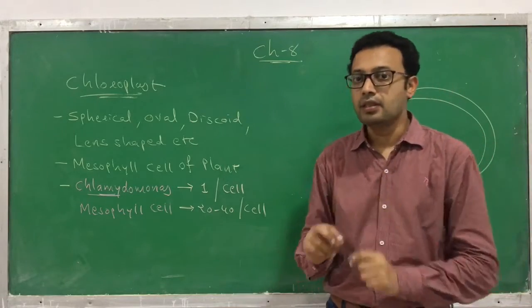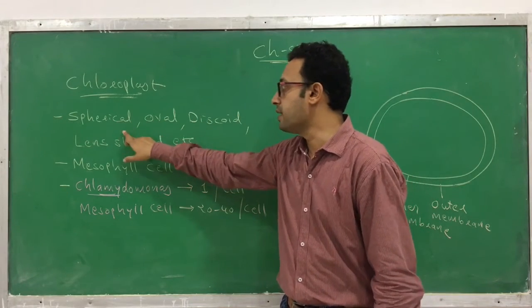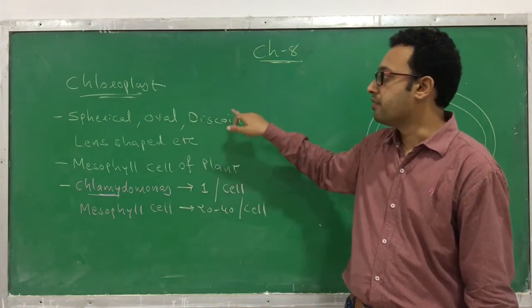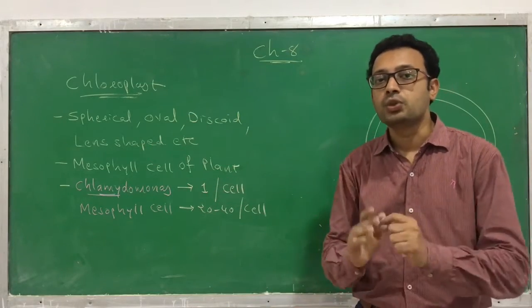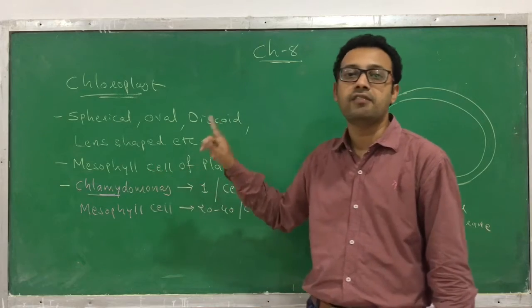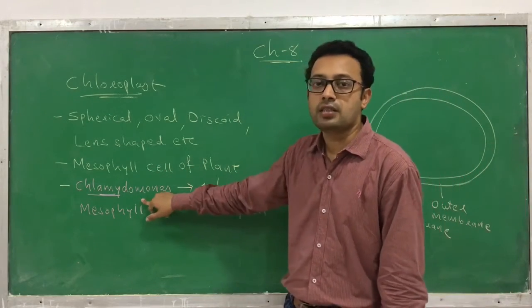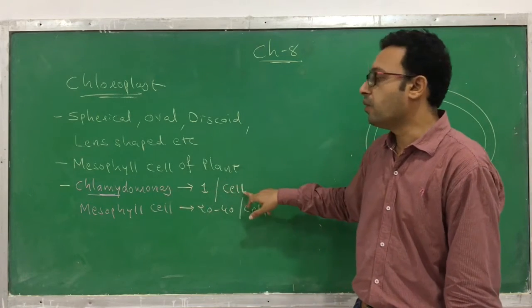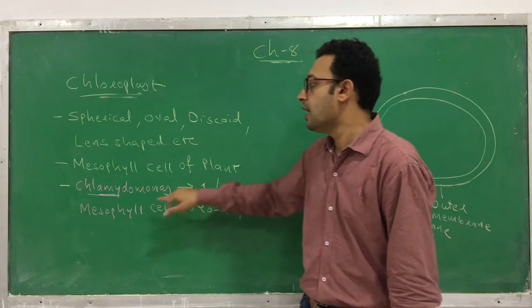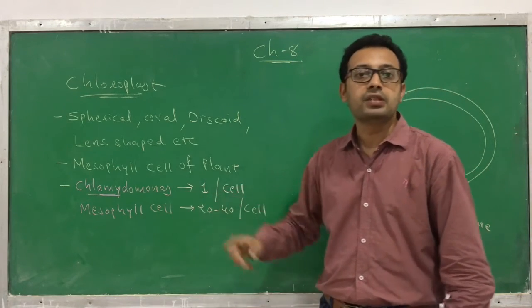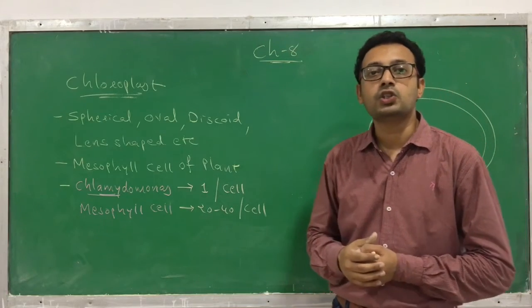I again repeat, what is the shape of chloroplast? The shape of chloroplast is spherical, oval, discoid, lens shaped. Where is it present? Usually it is found in a mesophyll cell of a plant. How many are present? In chlamydomonas, green algae, 1 chloroplast is present per cell, meaning every cell possesses 1 chloroplast. And the mesophyll cell contains 20 to 40 chloroplasts per cell. So the numbers also vary.